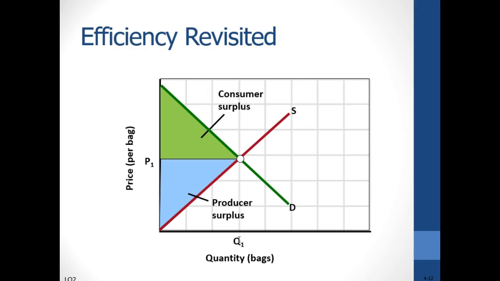Productive efficiency is achieved because competition forces producers to use the best available technology and best combination of resources available. Allocative efficiency is achieved because the correct quantity of product is produced relative to other goods and services.